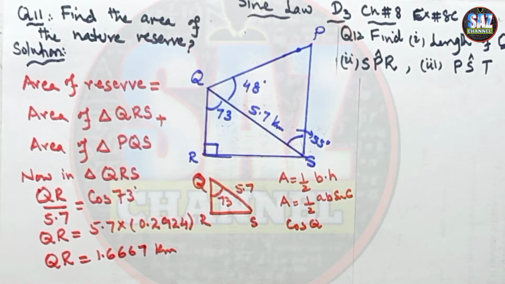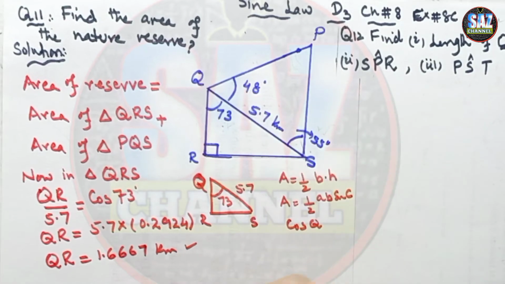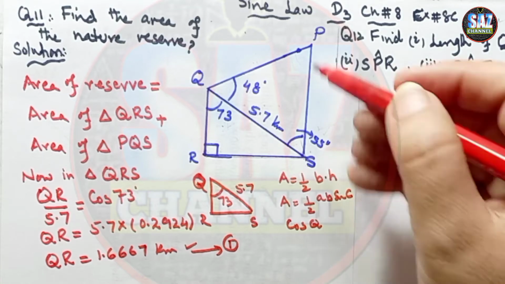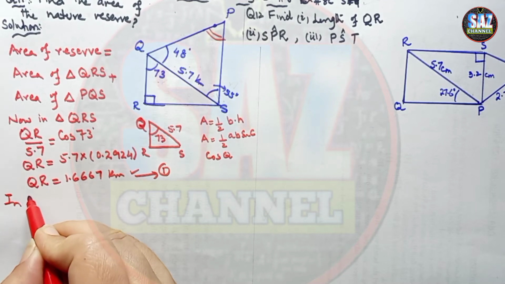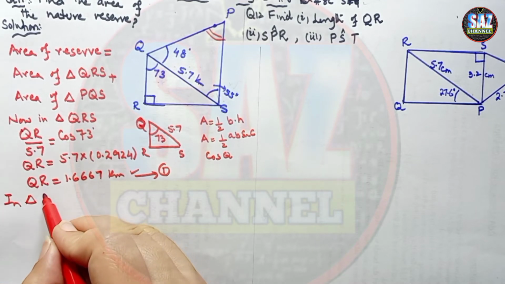Fine, let me once again check this calculation. Cos 73 is giving me 0.2924 multiplied by 5.7. Always recheck your calculations so that there is no chance of mistake. Now for the area of the triangle, either you can calculate the area separately, or you can put the values in the formula and then find the areas. Let me block it like this. And now the second problem is that I have to first take this triangle, triangle PQS.